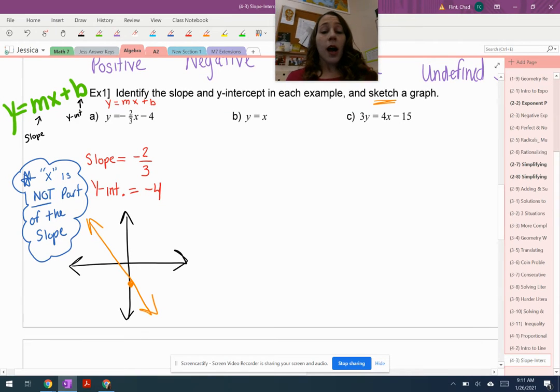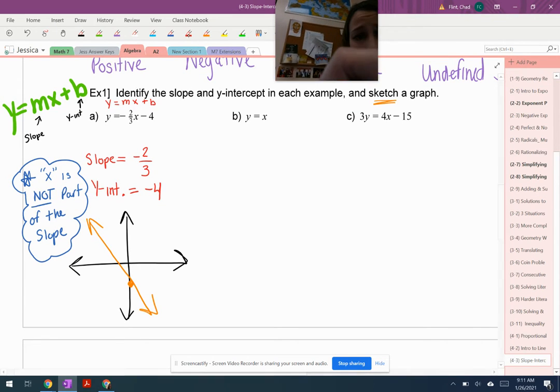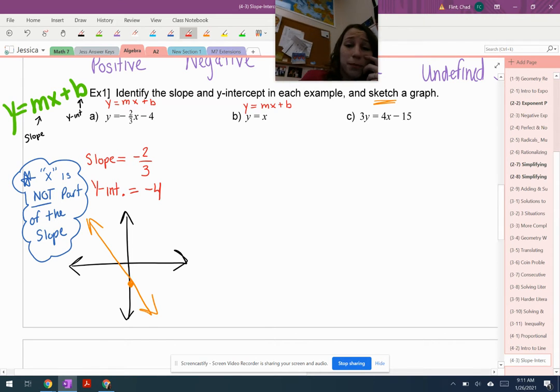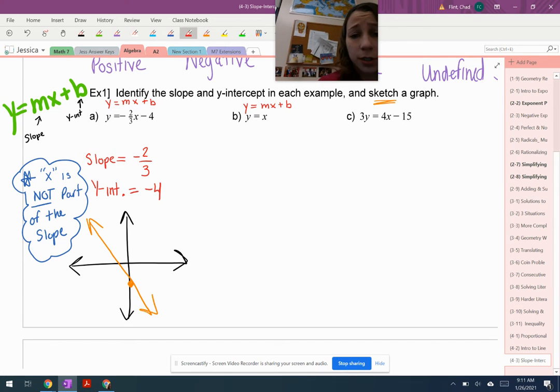Example 1b. So this one is looking a little weird here. My y equals mx plus b. So I'm not seeing a b and I'm not seeing anything written for the m. Oh my goodness, I'm freaking out. So actually, let's use a different color than red here. Let's go purple. All right, so slope equals, y-intercept equals.